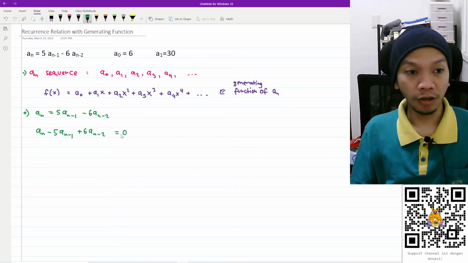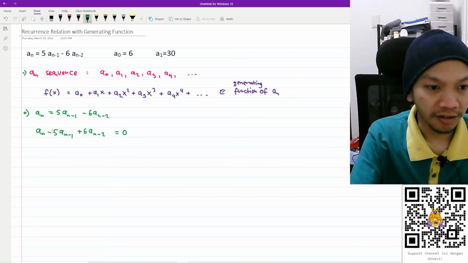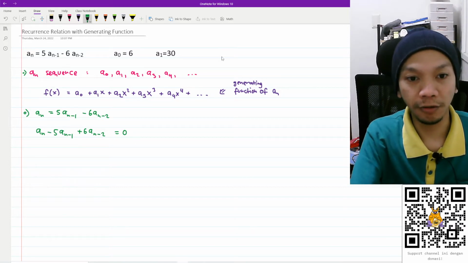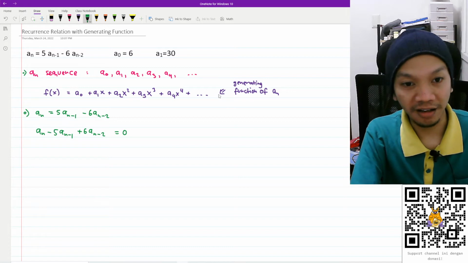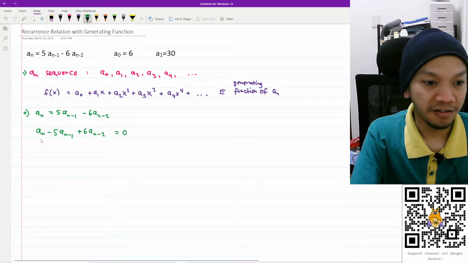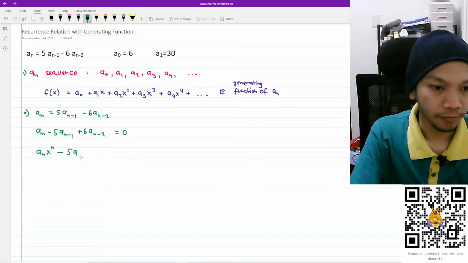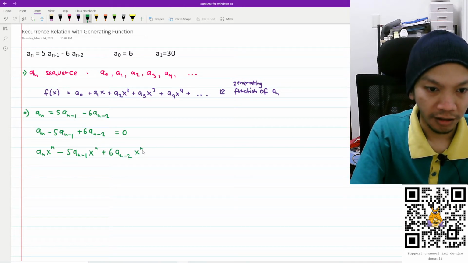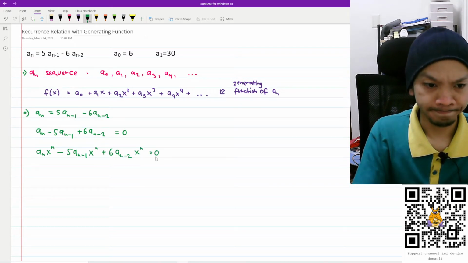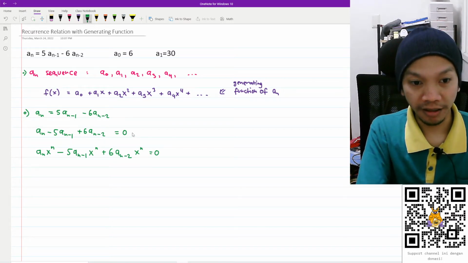Okay, so now we want to get this into this form. So I want to multiply this by x to the n, because eventually this is plus a_n x to the n, right? And we have that here, so why not? a_n x^n minus 5a_{n-1} x^n, and then plus 6a_{n-2} x^n, and that will equal to 0. Yeah, because 0 multiplied by x to the n is just 0.